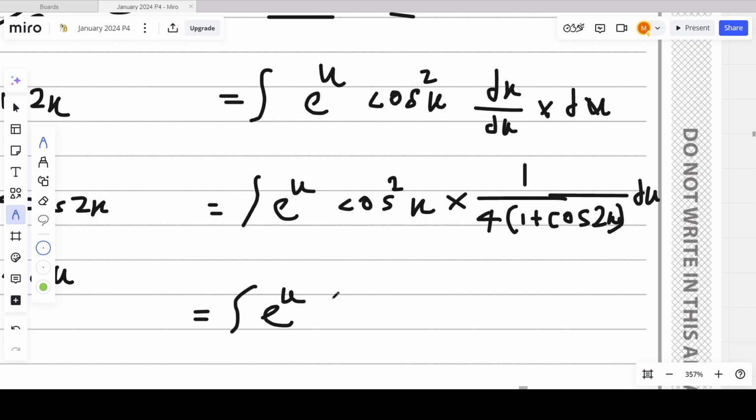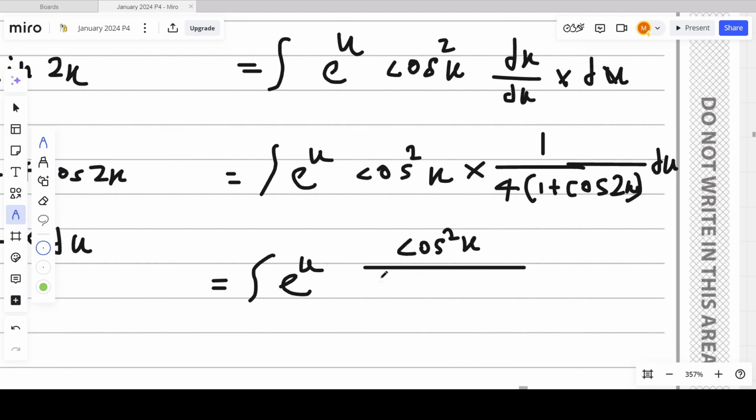Cos squared x is now on the numerator, and on the denominator 1 plus cos 2x. Again, using the double angle formula, we can write cos 2x as 2 cos squared x minus 1. So 4 times 2 cos squared x minus 1, and you see there is a plus 1. So minus 1 plus 1. That's it. You see? du.